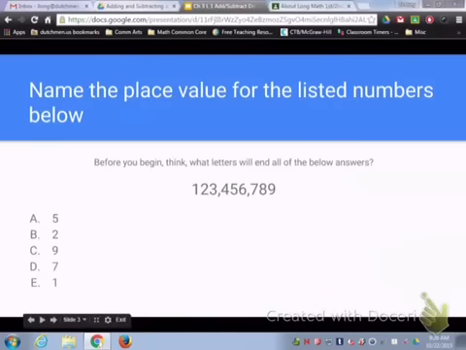So we are going to look at the number 123,456,789. And I want you to think of what each of these numbers is going to end with. Are they whole numbers, so they'll end with S, or are they going to be decimal numbers that would end with TH? So if we look at 5, what place would that be? Go through, write these in your notes.